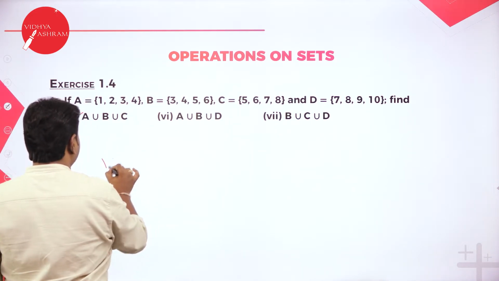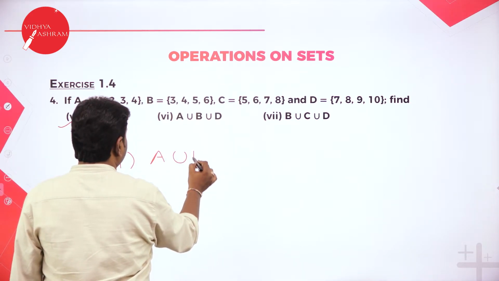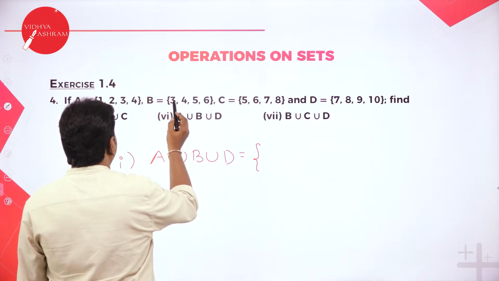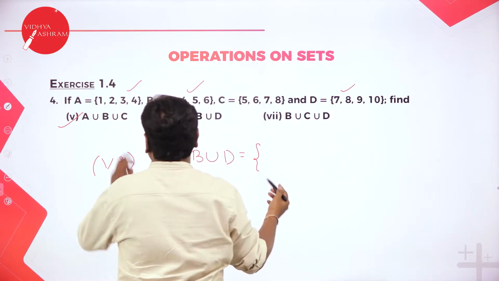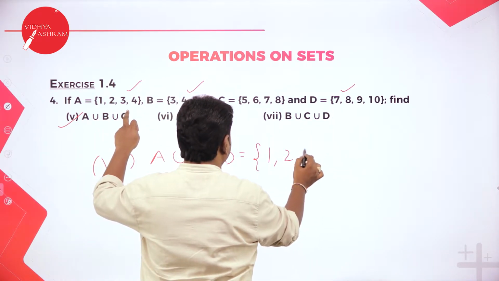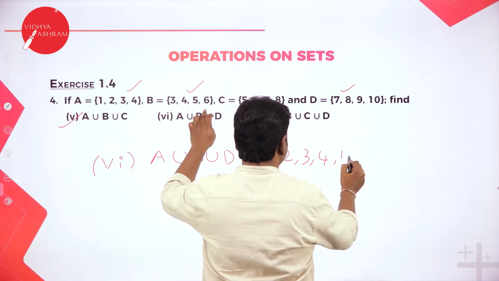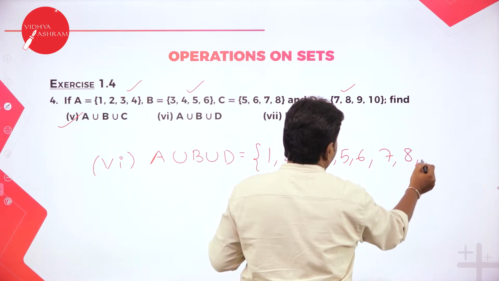Now, we'll go to the sixth one, that is A union B union D. What is A union B union D? Combine the elements of A, B, D without repeating. Then you will get 1, 2, 3, 4. Then B means 3, 4, already we wrote. 5, 6. D means 7, 8, 9, 10. That's it.